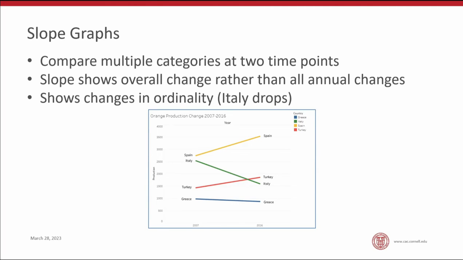So at the beginning of this time frame, Italy was the 2nd largest producer of oranges, but by the end, they were the 3rd largest producer. They had dropped below Turkey. It was very clear here where it was a little more complicated in the previous chart. This chart was made with Tableau, so it looks a little different from the other ones that I've shown.